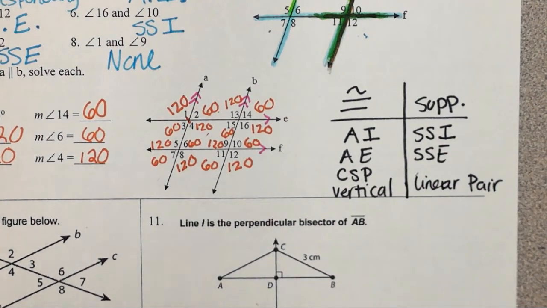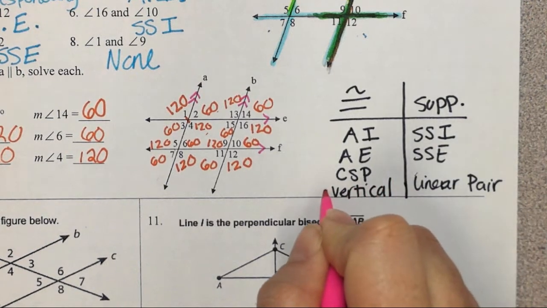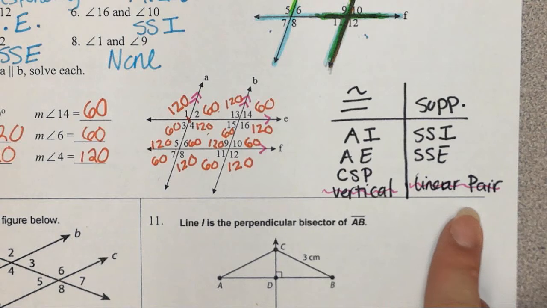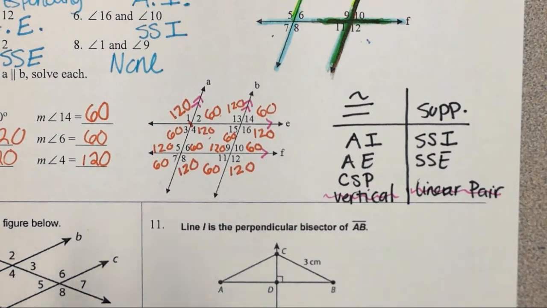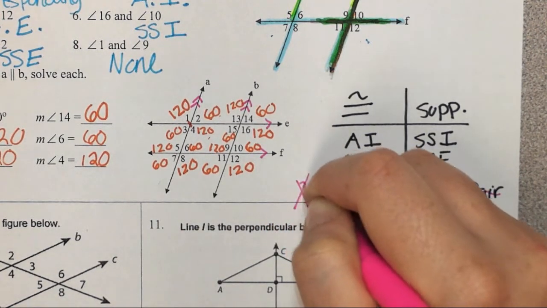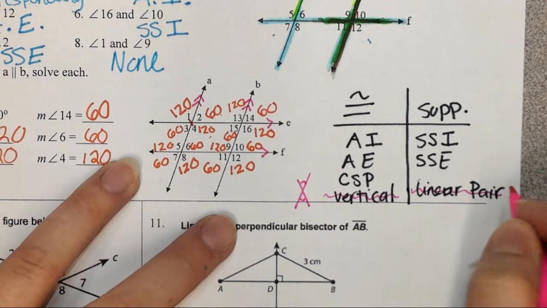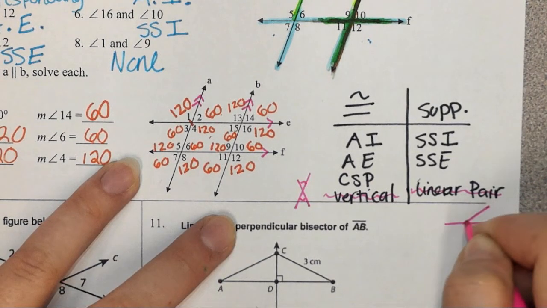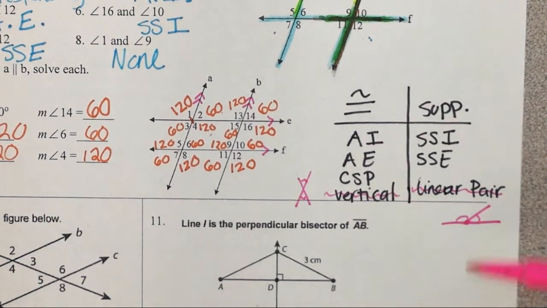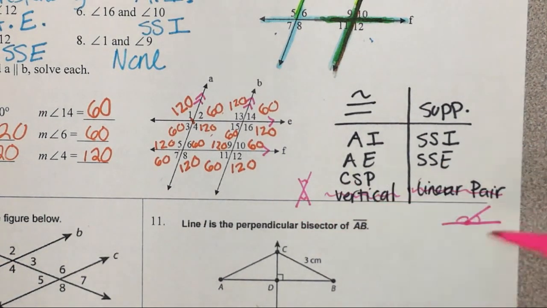The only ones that you can't use to prove that lines are parallel are vertical and linear pair angles, because vertical and linear pair are using the same two lines to create those angles. For example, these are what vertical angles look like, and then linear pairs look like this. So they use the same two lines to create those angles. If you're only affecting two lines, you can't be making the third line parallel.